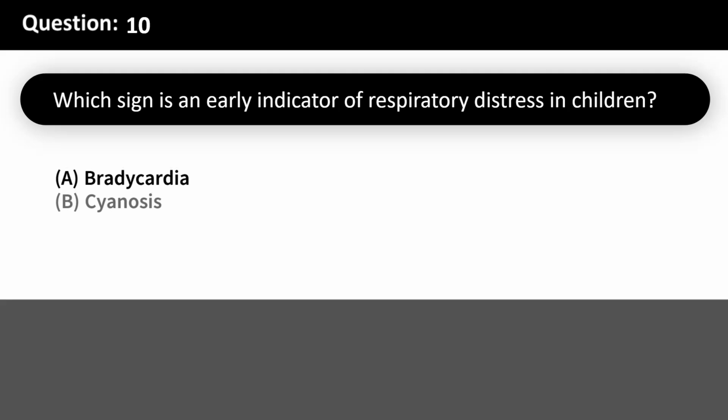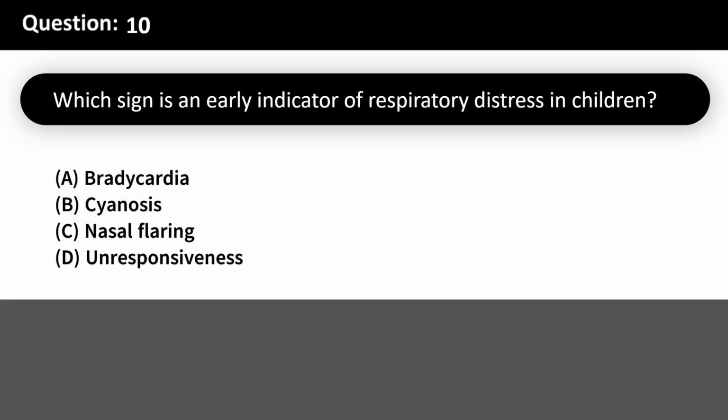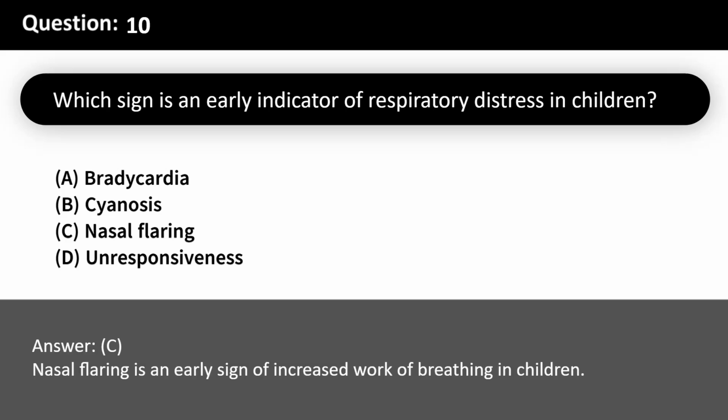Which sign is an early indicator of respiratory distress in children? A. Bradycardia. B. Cyanosis. C. Nasal flaring. D. Unresponsiveness. Answer: C. Nasal flaring is an early sign of increased work of breathing in children.